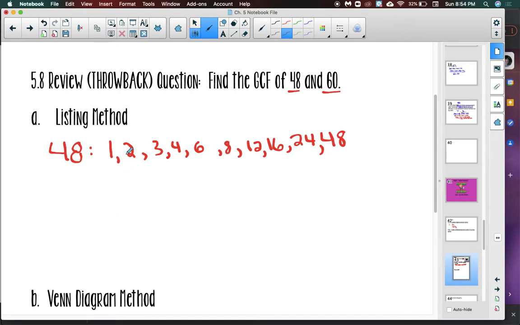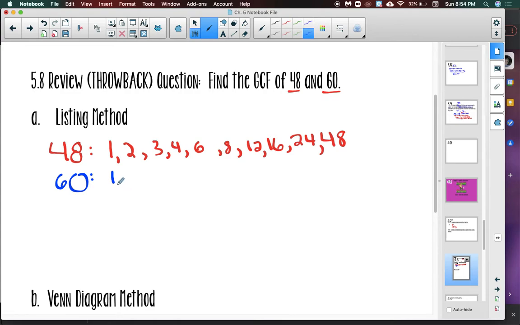I like this method where we take lowest and highest and list them all. If you don't want to do it like that, that's fine, but make sure that you can list all of the factors of the number 48. We also have to list all the factors of the number 60. 60 is a bigger number, but it does have fewer factors.